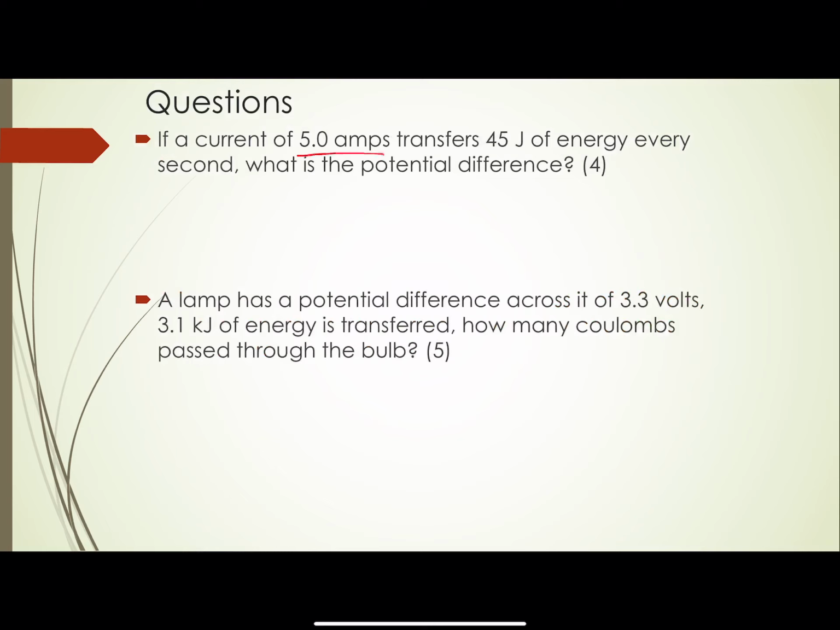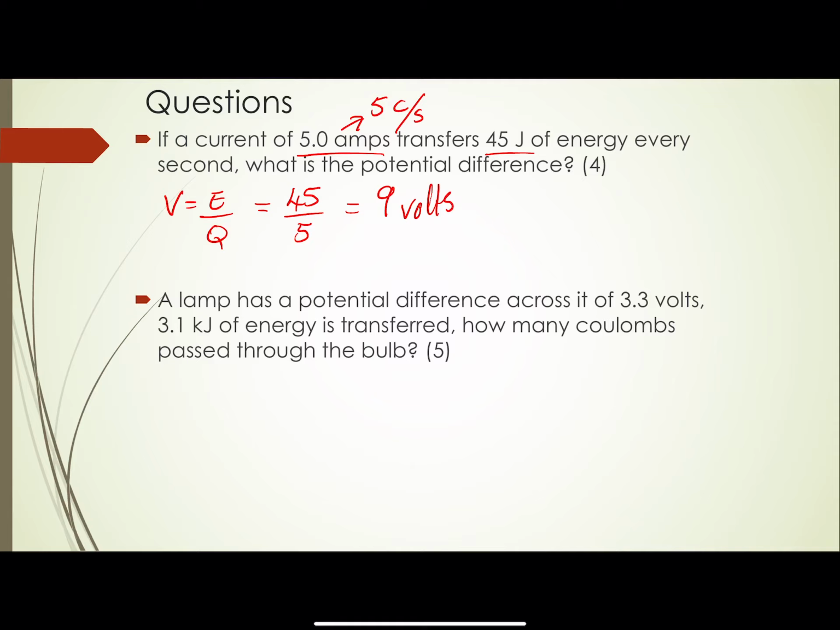We've got 5 amps, and 5 amps is 5 coulombs per second, and 45 joules of energy every second. So they're the same units. We're just looking at 1 second. So we've got voltage is the energy divided by the charge. That's the equation we're going to use, which is 45 divided by 5, which equals 9. And the units at the end are volts for potential difference.